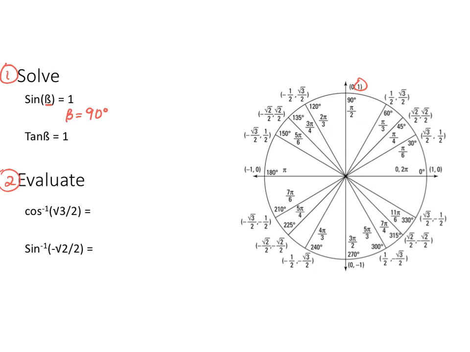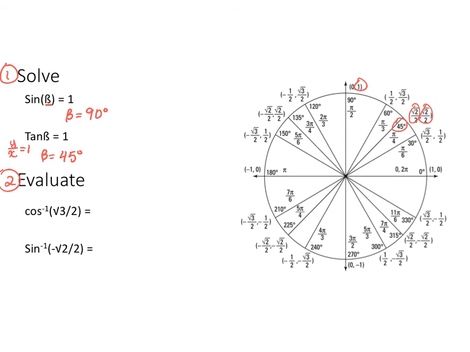For tangent, that's a little bit harder, but we know that tangent is our y divided by our x coordinate. And I want to know at what angle measurement can I get the y divided by x to be 1? Well, in order to get 1, I need something divided by itself. So I'm looking for the angle measurements where the x and the y are going to be the same. At 45 degrees, the x and the y values are both square root 2 over 2. So when I divide those, I would get 1. So beta could be 45 degrees.